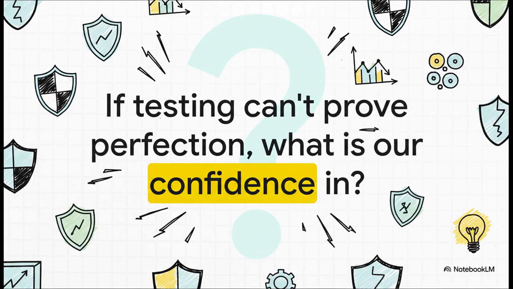And that kind of leaves us with one last question to chew on, doesn't it? If we totally accept that testing can never prove a program is perfect, then what is it exactly that we're building confidence in? Maybe it's not confidence in perfection. Maybe it's confidence in our understanding of the risks and in our ability to manage them. Definitely something to think about.